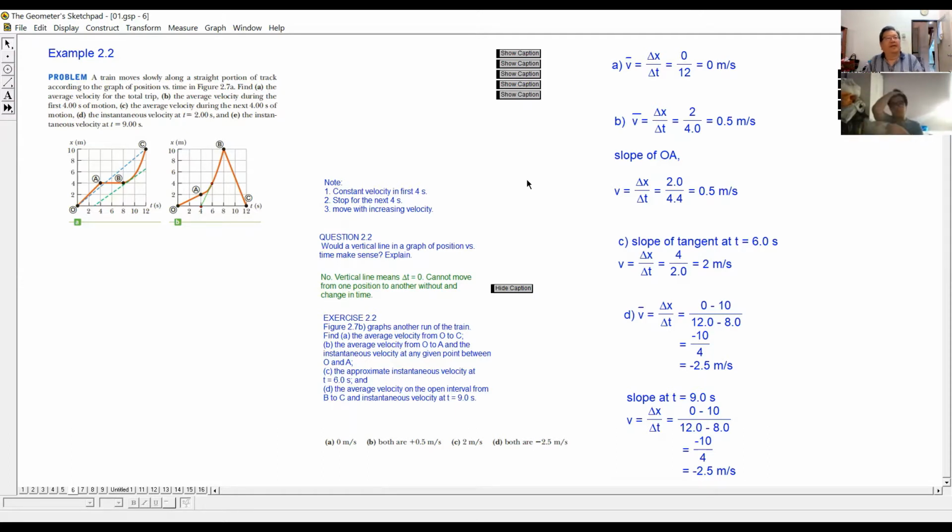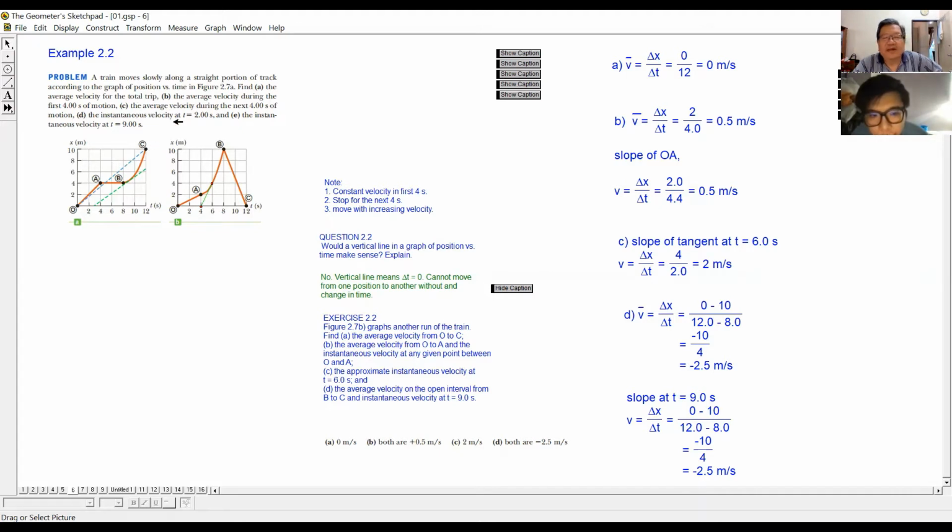Okay, right. So we are going through one by one. See what they ask. Can you remember the definition or the formula? First one, A. The average velocity for the total trip. Total trip means what? It is from O to C. That is the total trip. So we just concentrate on this O to C. Okay. What is the average velocity?